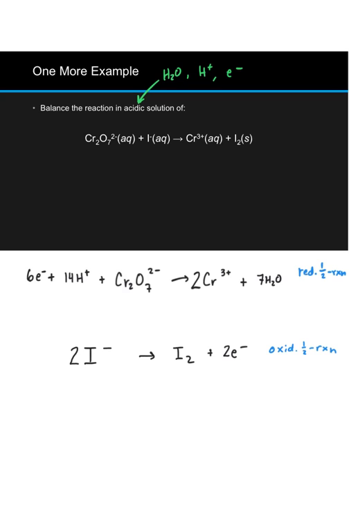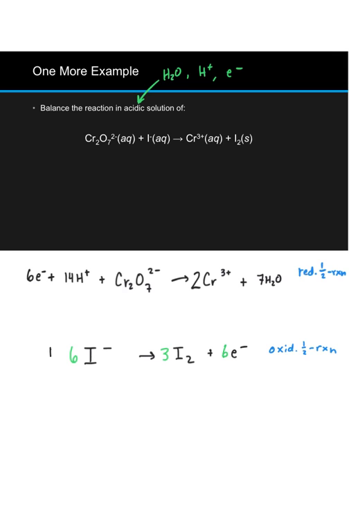To balance the overall reaction, we'll add these 2 redox reactions together. But first we need to make sure that we have the same total number of electrons consumed and produced. To accomplish this, what I'm going to do is multiply the oxidation half reaction by 3. That will give me 6 electrons produced in the oxidation half reaction. Let me rewrite that now. It should look just like this.